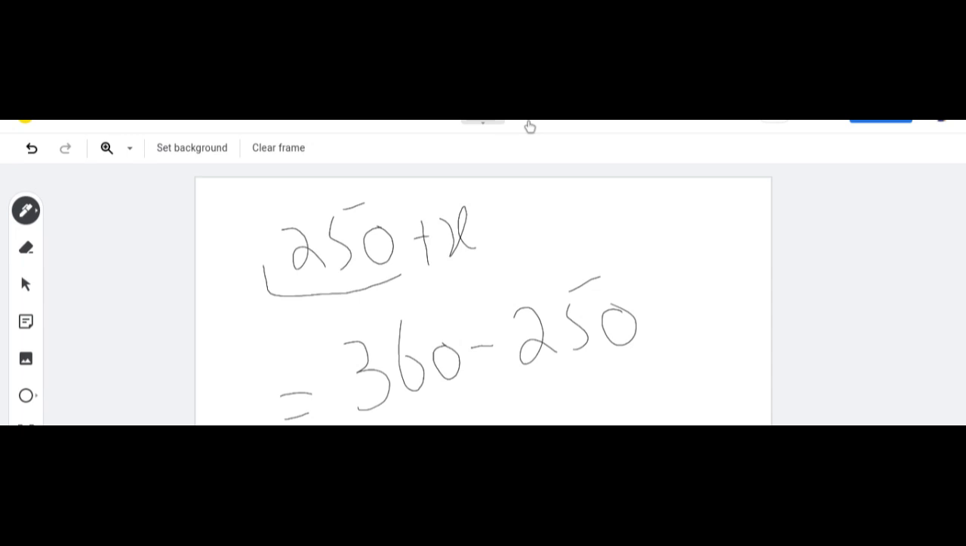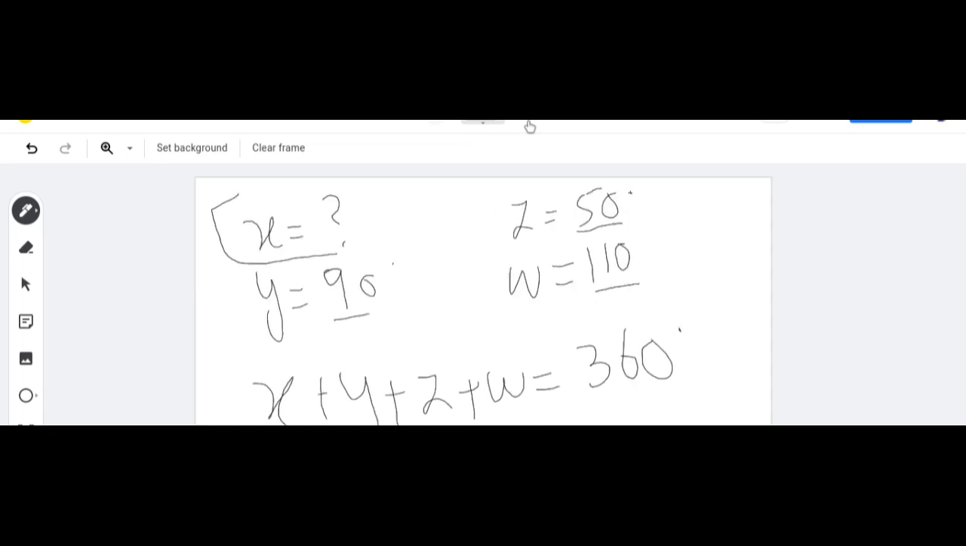0. Answer will be 0. If we subtract 5 from 6, 1. 3 minus 2, 1. So I have found the value of x. Did I get the value of x? Yes, and this is the value of x. You can just put the value of x here. This is an easy way to find any missing angle.